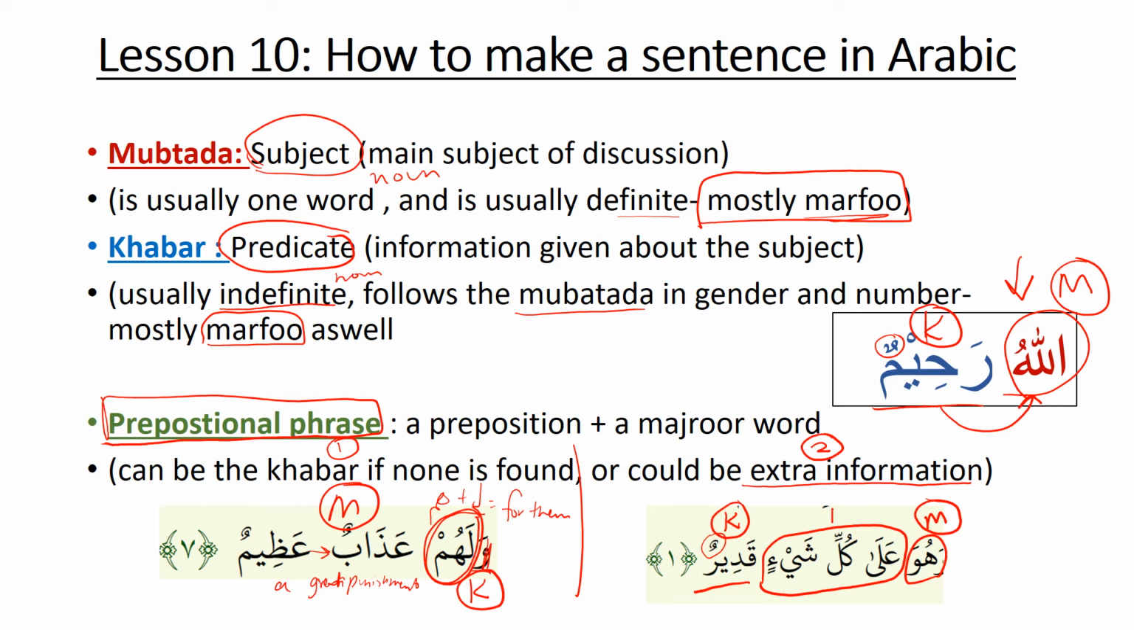And then ala kulli shay'in, over all things, it's extra information, or supplementary information that gives us more meaning to the sentence. وَهُوَ عَلَى كُلِّ شَيْءٍ قَدِيرٌ. And he is, over all things, powerful. So that's a complete sentence.